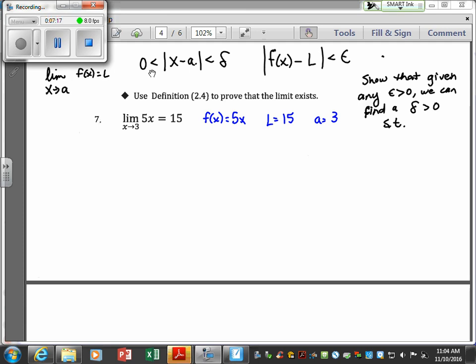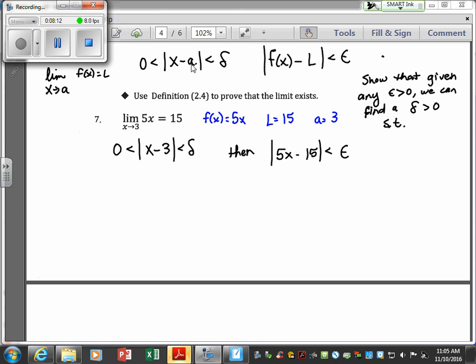So let's look at our delta statement here, and let's convert it to what our example uses. So we had 0 less than, this is just going to be x minus a. So what's ours going to be for this particular problem? 3, right? A is 3, is less than delta. And then let's consider, such that, if that's the case, then we'll have f of x. Let's convert this to using ours. What's our f of x? 5x minus, what's our L? 15 is less than epsilon.